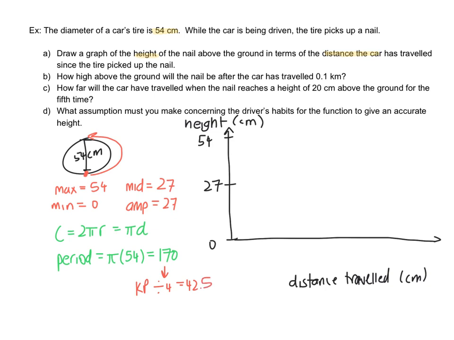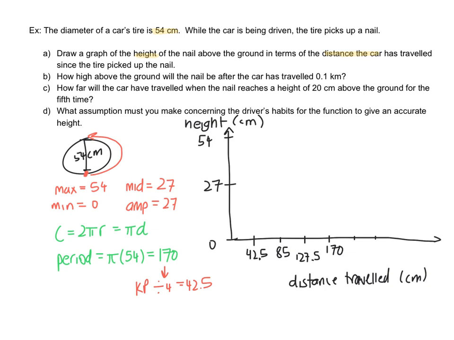So 170 divided by 4 is 42.5. So I'm pretty much just going to go up by 42.5 on my scale, and I want to get maybe 2 rotations in. So we have 42.5 here. If we add another 42.5, we get to 85. Add another, we get to 127.5. Add another, and we get that 170, which is our period.